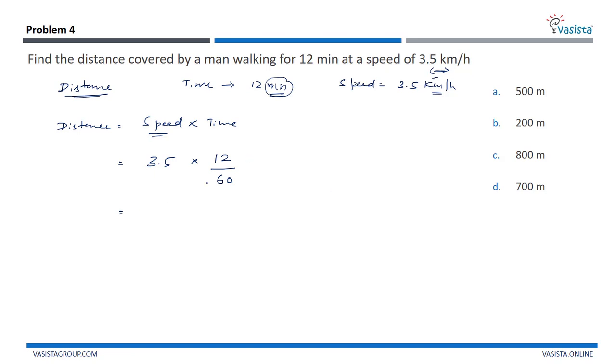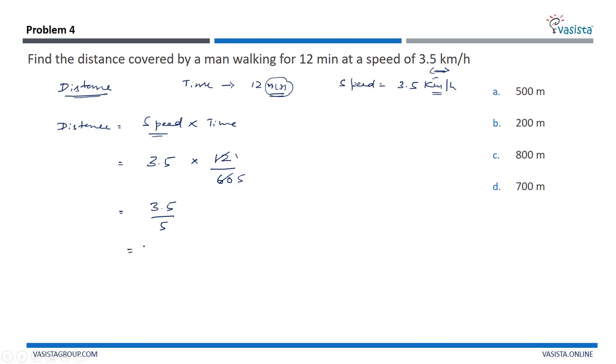let us check out. So 12 ones are 12, 12 fives are 60, correct? So now what we got? 3.5 by 5. This is kilometer per hour we got, kilometer we got, but we need to convert it into meters, because the options they have given are in terms of what? Meter. So that we need to convert.